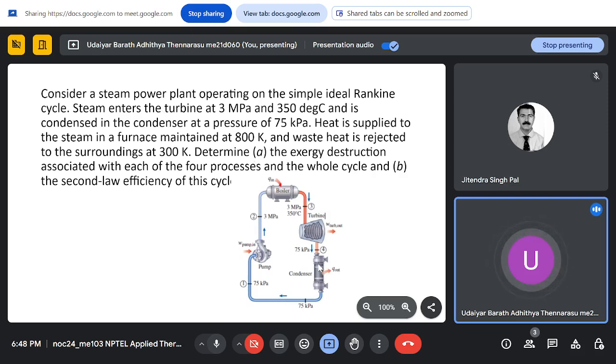Then we know the saturated liquid enthalpy which is pumped at 75 kilopascal. So now we know the enthalpy at the exit of the turbine and the enthalpy into the pump, so we can find out the Q rejected to the condenser. From this saturated liquid, we can estimate, via V dP, the enthalpy at the exit of the pump, state 2, and we know the enthalpy at state 3, so we can estimate the heat which is added in the boiler.